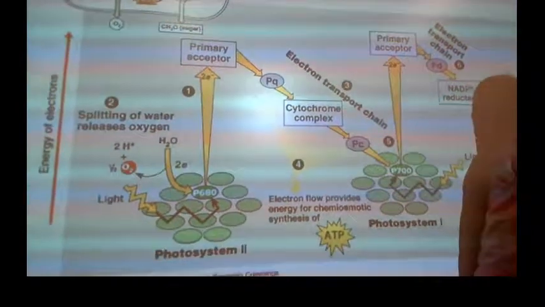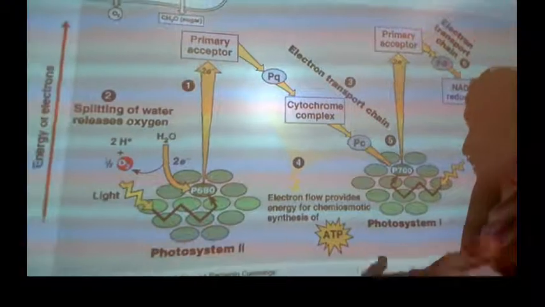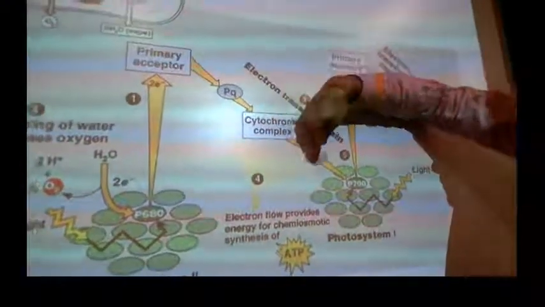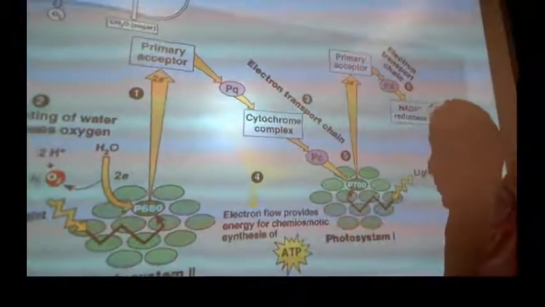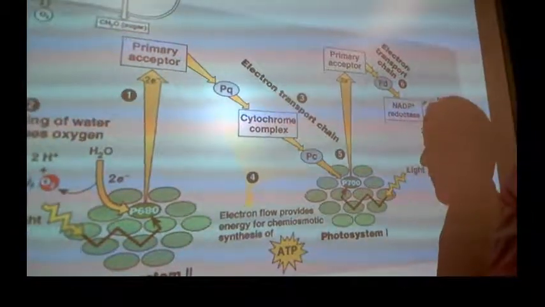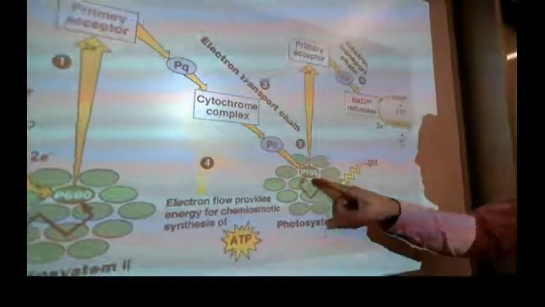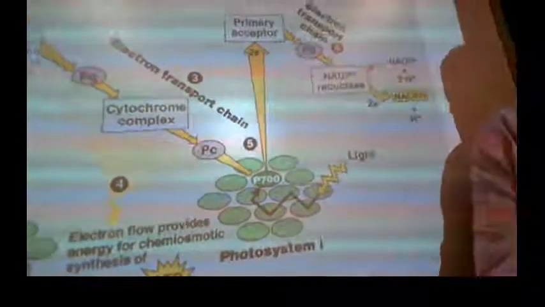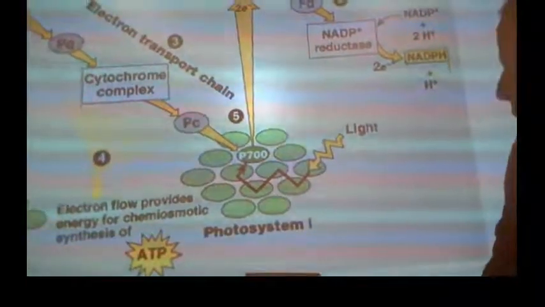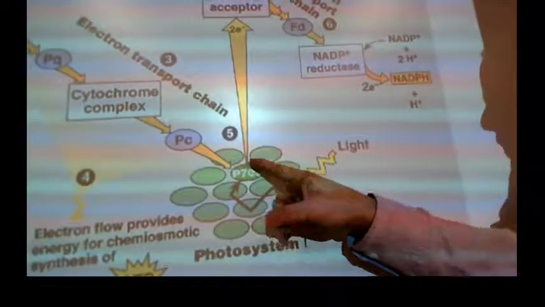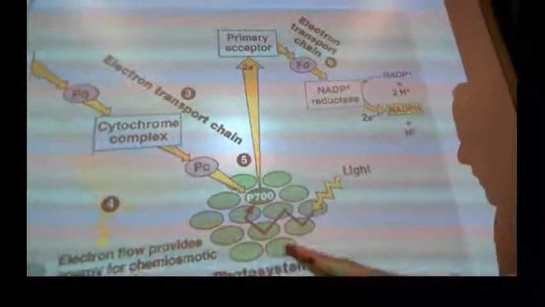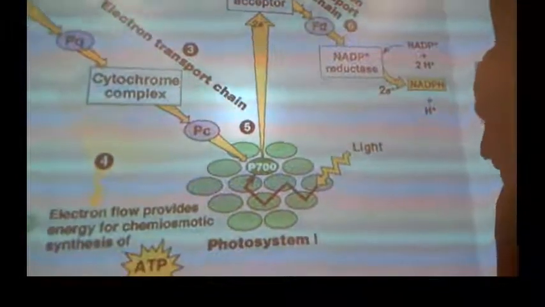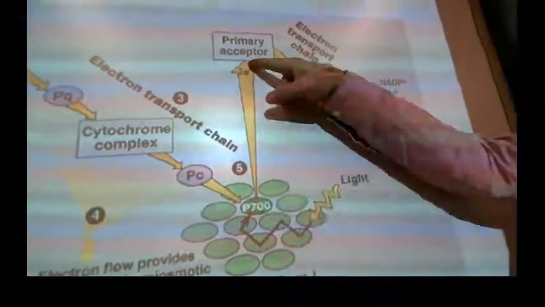Because those electrons are incredibly excited, they're going to continue to move through another series of proteins. As those proteins change shape, the electrons are going to move down the membrane. And I'll show you a better picture of this here in just a second. Those electrons are going to get picked up by a second cluster of pigment molecules. So that magnesium is going to accept those electrons. They're going to be re-excited by the sun, by light energy. They're going to go to another primary electron acceptor.